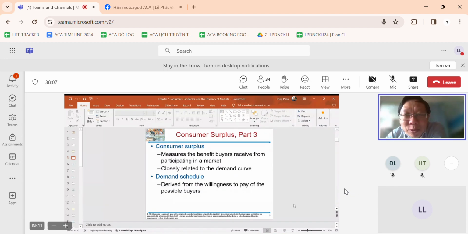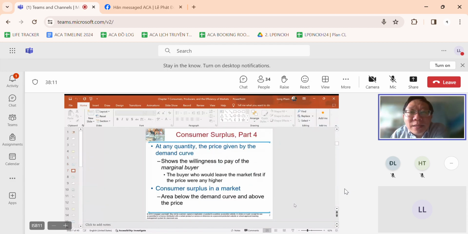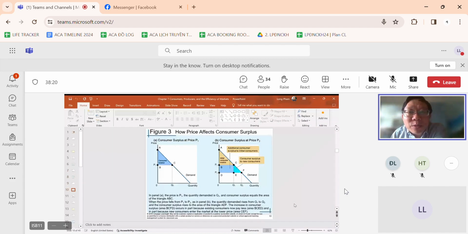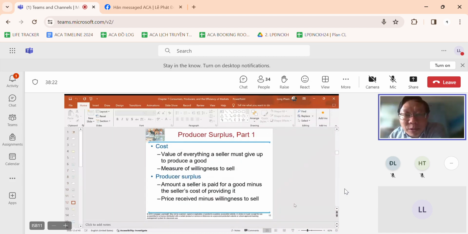And now we move to the second part of what we will study today, with the same approach. Before, we had consumer surplus, and now we try to study producer surplus. So I want to invite group 4 for the producer surplus presentation. Group 4, please.